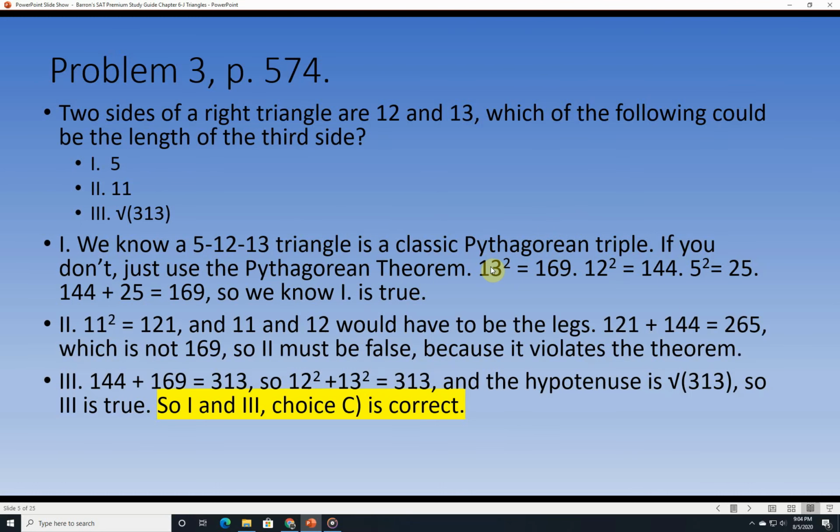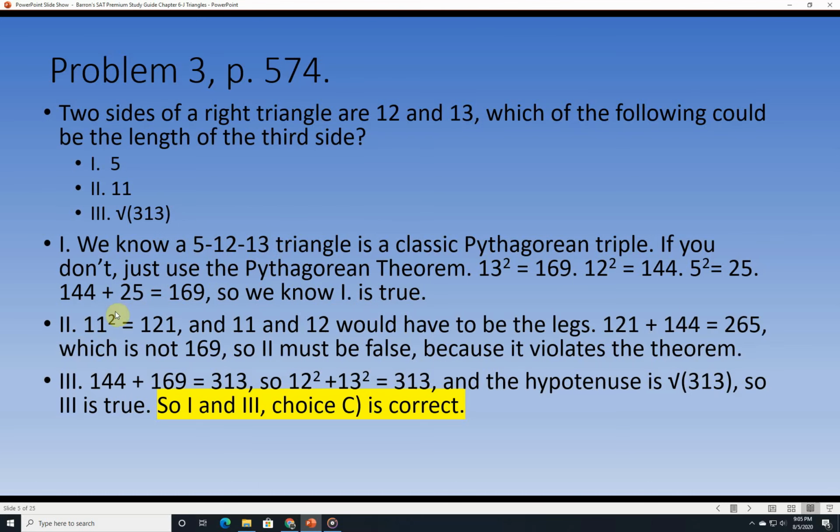Probably all of your squares between 1 and 20. So anyway, we know 144 plus 25 is equal to 169, so we know 1 is true. And just remember 5, 12, 13, classic Pythagorean triple. If you know the legs are 5 and 12, the hypotenuse has to be 13. If the hypotenuse is 13 and one of the sides is 12, the other one's 5, and so on.